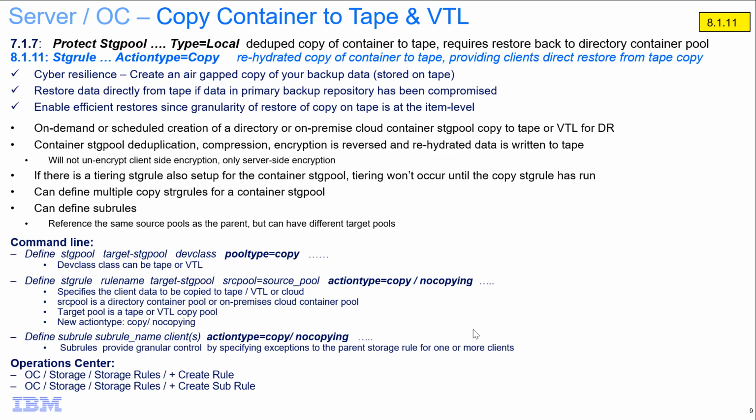I'll also show you how when you create this copy storage rule, it will first look at any tiering storage rules that are set up for that directory container, and it will not tier until the copy storage pool has run. In this demo, I'll be showing you through the Operations Center. I also have a demo where I show you using the command line. So with that, let's go ahead and get started.